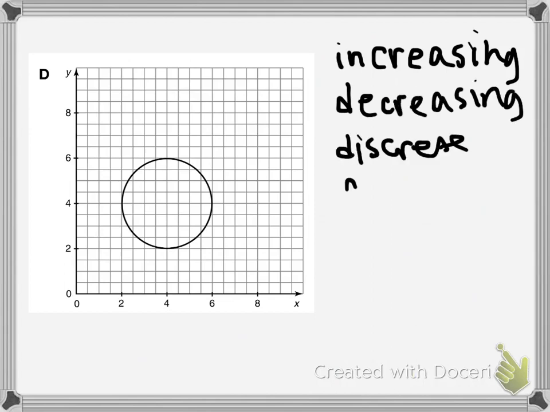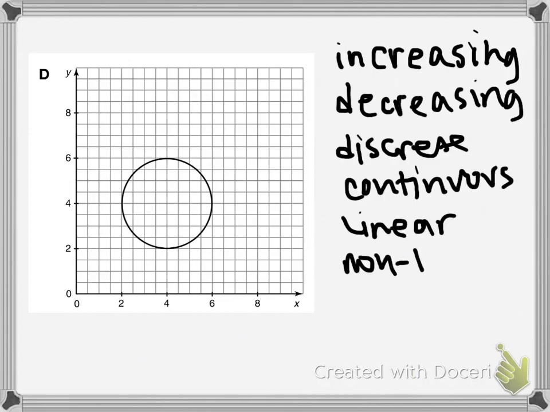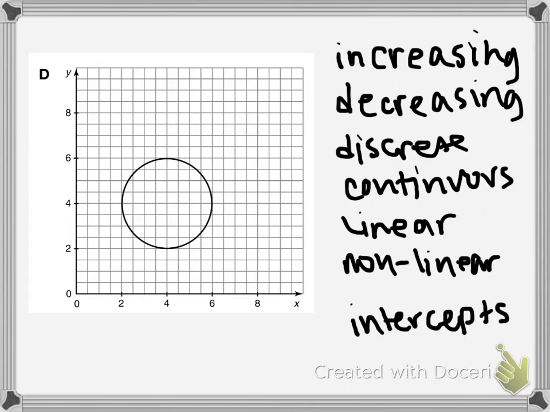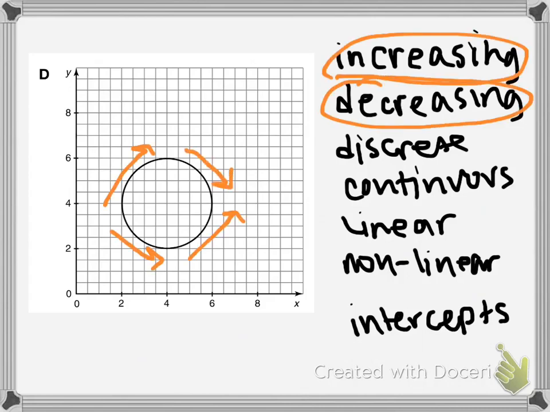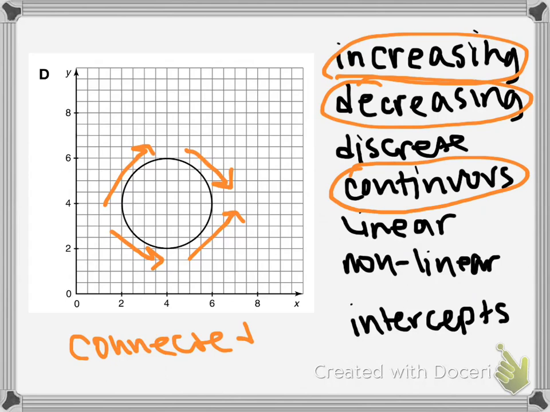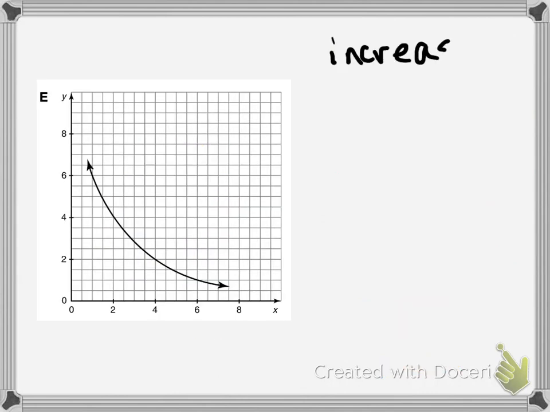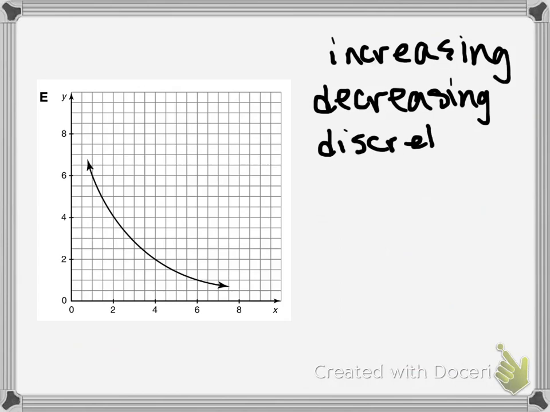Here's graph D. Okay, and so on graph D, if you look at what's increasing and decreasing, you should find both somewhat. You can draw this without picking up your pencil, so it's continuous. It does not create a straight line, and it does not cross a y-intercept, or an x-axis or a y-axis. Here's graph E. Go ahead and sketch that in your notebook.